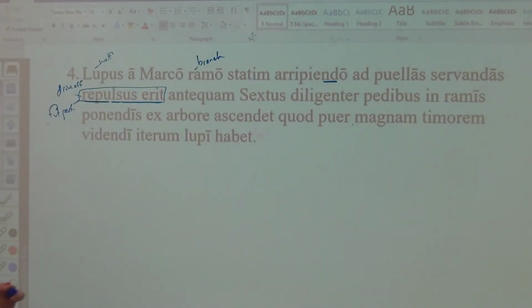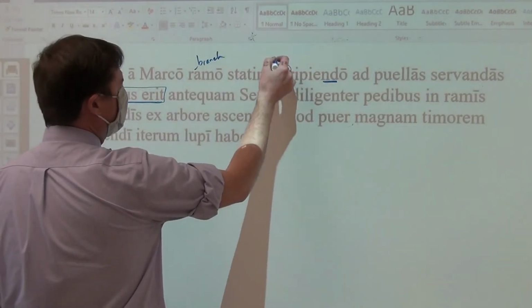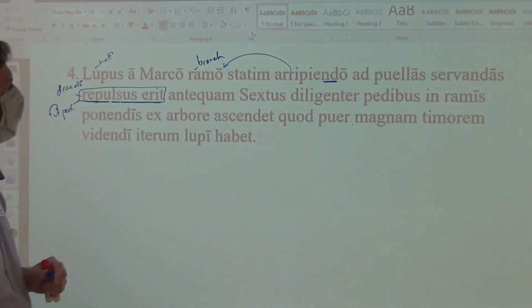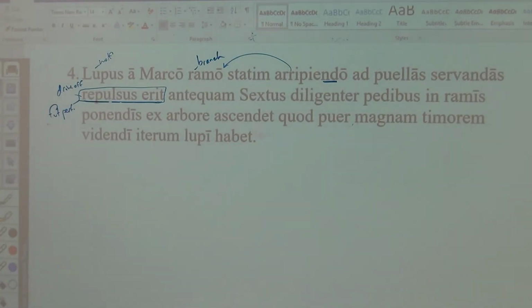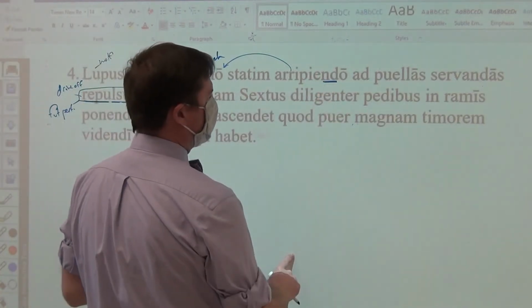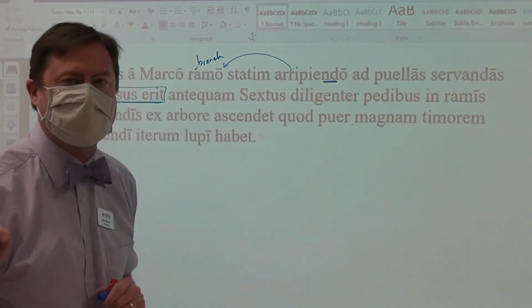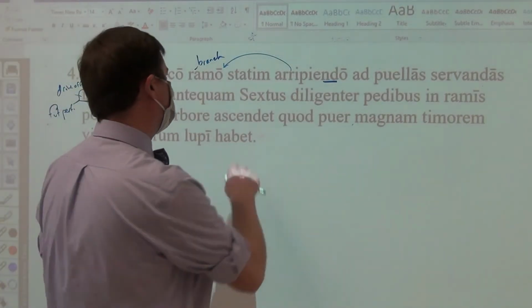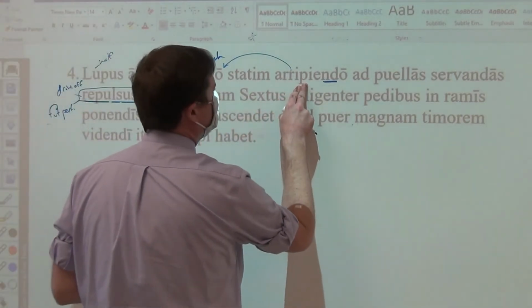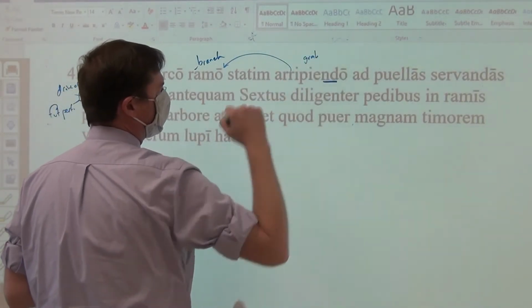It is either a gerund or a gerundive. We've got to figure out which one. Well, conveniently, it modifies ramo. And so that ramo is modified by arripiendo, making this a gerundive. Now it has one of the forms a gerund could be, but it is doing what gerundives do, they modify. So what kind of ramo? An arripiendo ramo. And of course, like I said, this means to grab.